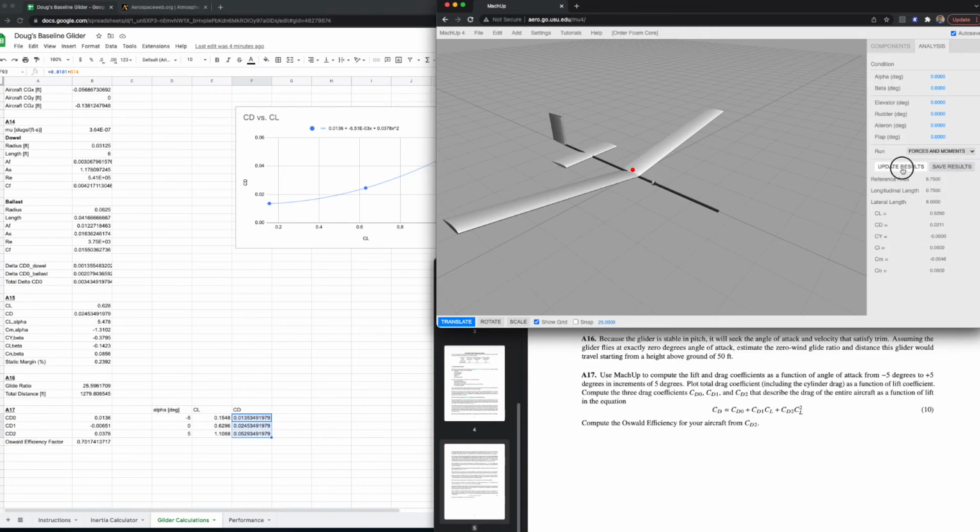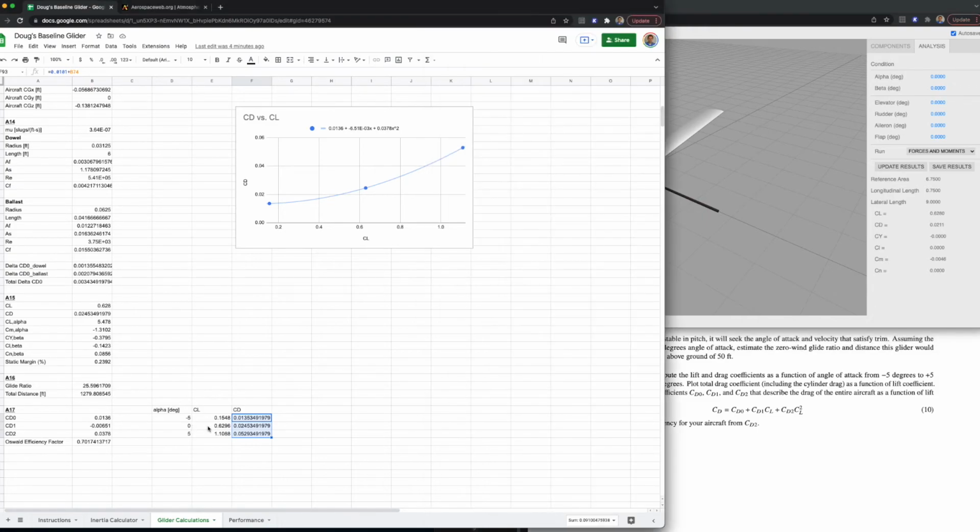Let's update results here. So our lift coefficient at 0 is 0.6280, and then this drag actually is equal to this number right here. I had already run that at 0 degrees angle of attack, so I'm just pulling that number over here. And by the way, remember, this was the drag coefficient plus the drag due to my cylinders up there. So that's the drag at 0 lift coefficient.